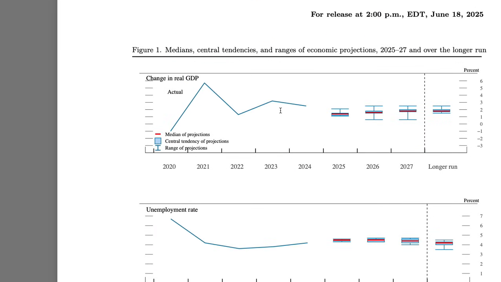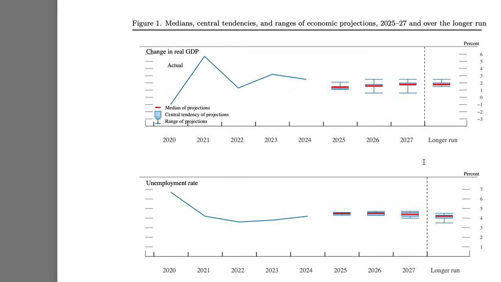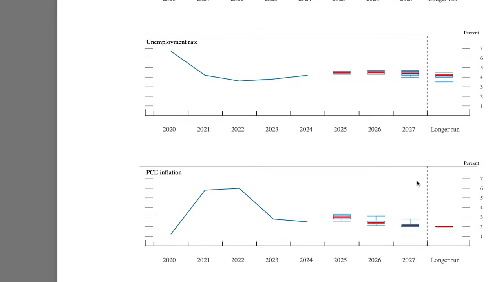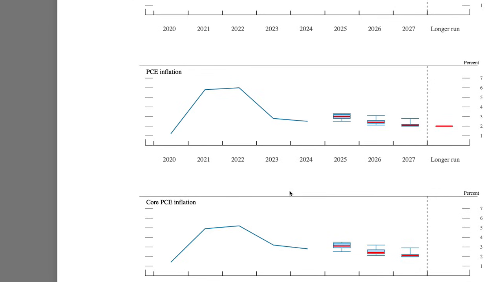So here it goes through each of those individual components. Here you can see GDP. They see it falling for the year of 2025 before gradually recovering. There is a relatively wide range in the projections, as you can see by the blue bars. Unemployment, not really noteworthy. They see that remaining about constant, around 4%. PCE inflation here, they do see PCE rising from its 2024 level before eventually falling. As you can see, the red line indicates the median projection, which I think is the most interesting.